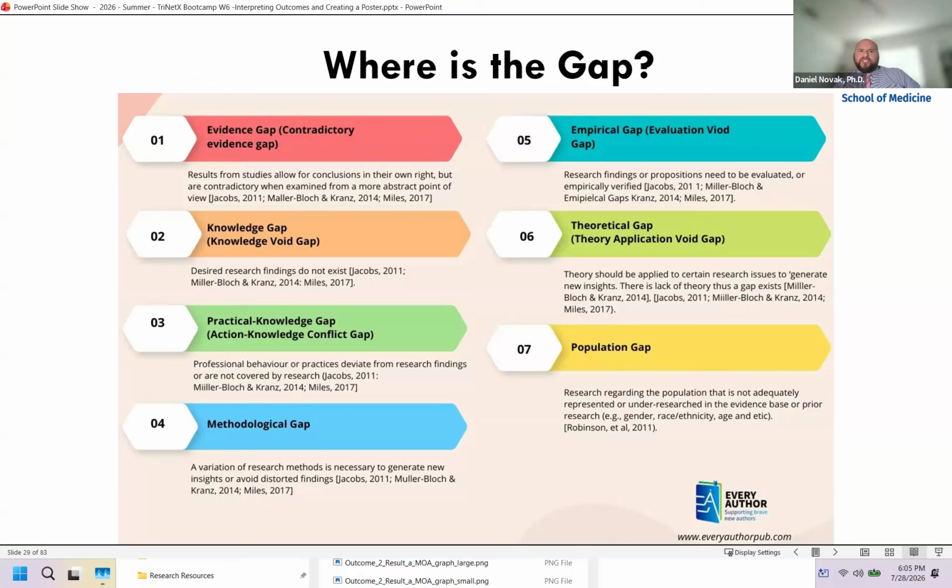You can review these at your leisure. But knowledge gaps, practical knowledge gaps, methodological gaps, like I identified in our study, empirical gaps, and theoretical gaps, and population gaps. So, understudied Latino populations, for example.